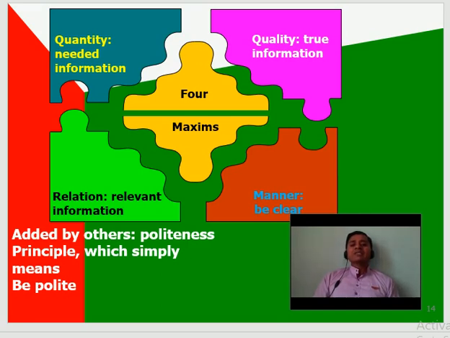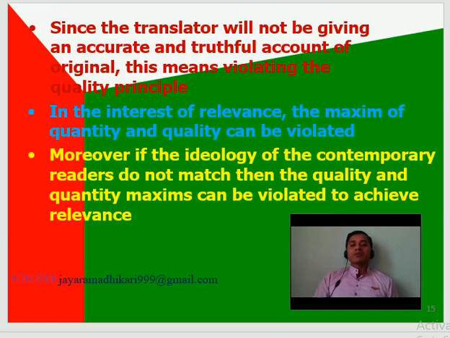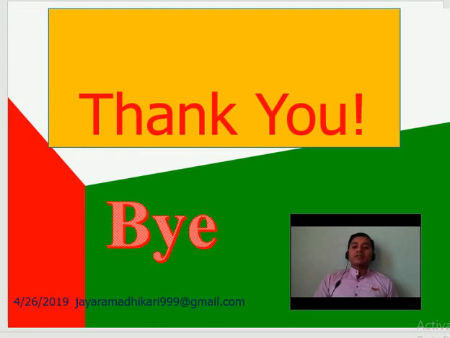And other linguists are also adding a politeness principle, which simply means we should be polite while we are speaking. And since the translation will not be giving an accurate and truthful account of the original, this means they are violating the quality principle. And in the interest of relevance, the maxims of quantity and quality can also be violated. And moreover, if the ideology of the contemporary readers does not match, then the quality and quantity maxims can be violated to achieve relevance.